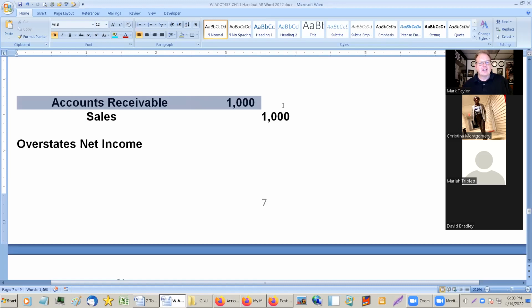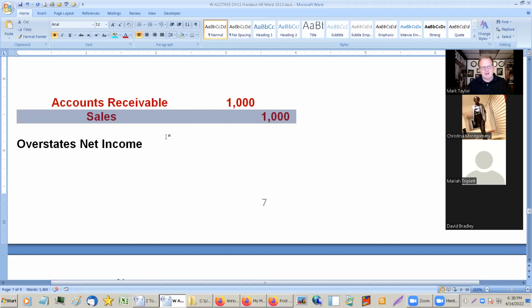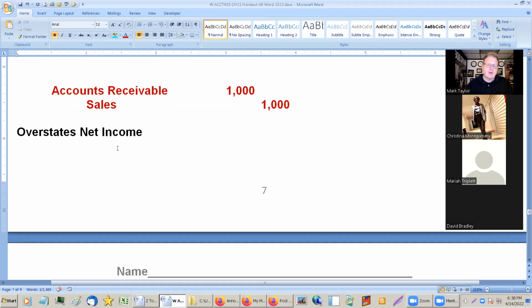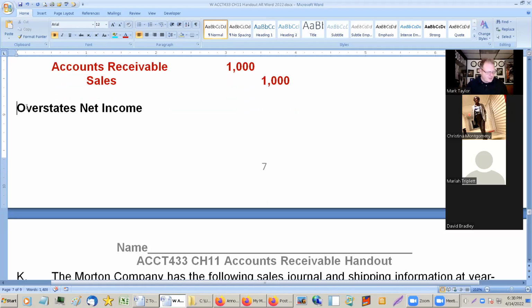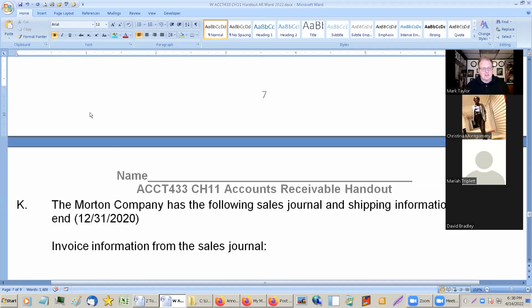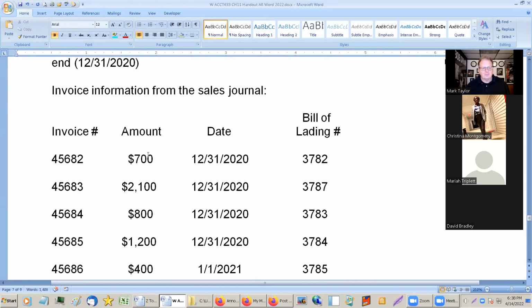Okay, yeah, so this is the journal entry. I think I wasn't sharing my screen when I showed this. So if you have an accounts receivable, there's probably a matching sales that will be stated. If there's an accounts receivable that's overstated, you probably have overstated sales, and that overstates your net income, which is something we want to avoid.